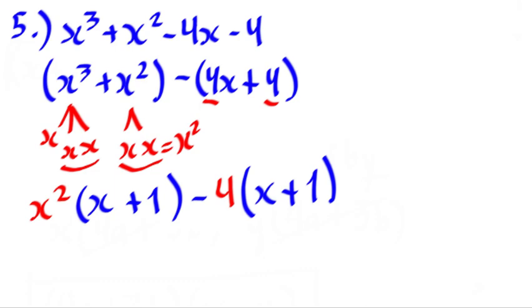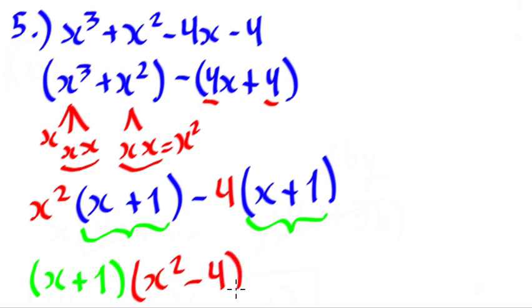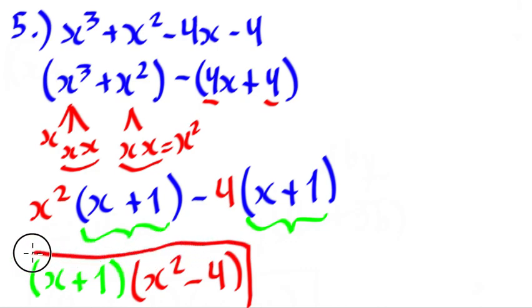And hopefully you can see our common factors, our common grouping, factoring by grouping then. So we have x plus 1. So we're going to write here x plus 1 times the quantity of x squared minus 4. And this can be the answer.